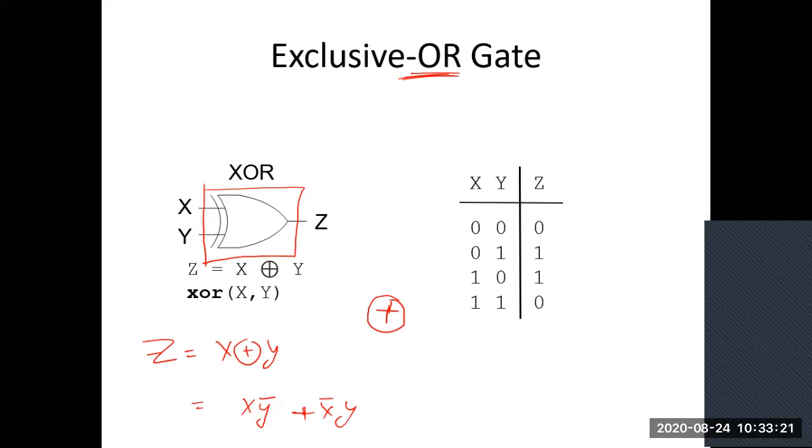If you substitute all possible combinations of X and Y, like if you substitute 0 in the place of X and 0 in the place of Y, you will end up with 0 as your value of Z. Similarly, if you substitute these values, you will end up with these values. For 0, 1, it is 1. For 1, 0, it is 1. And for 1, 1, it is 0.